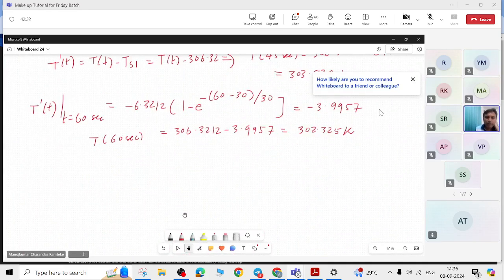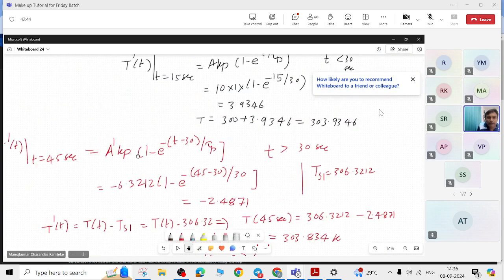Now let's look at part C. So in part C, what is been asked? I will again scroll a little bit up and we will read out the statement.